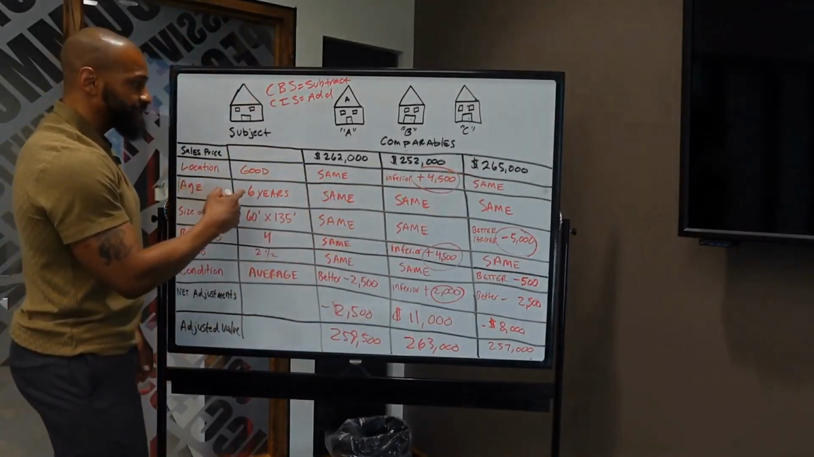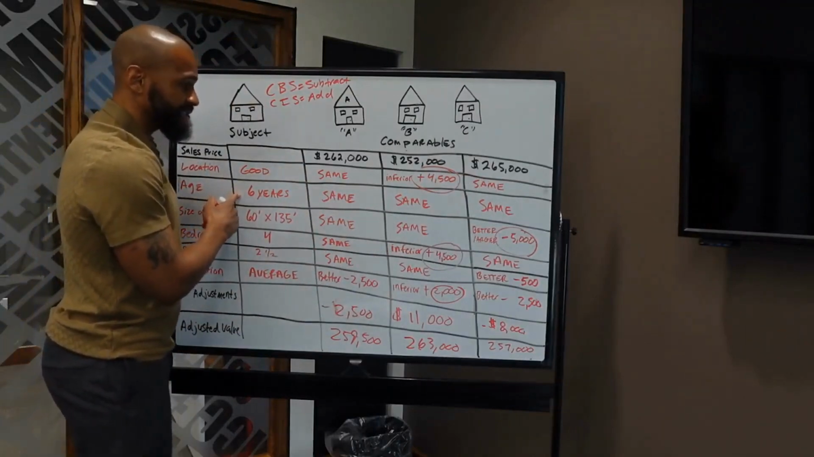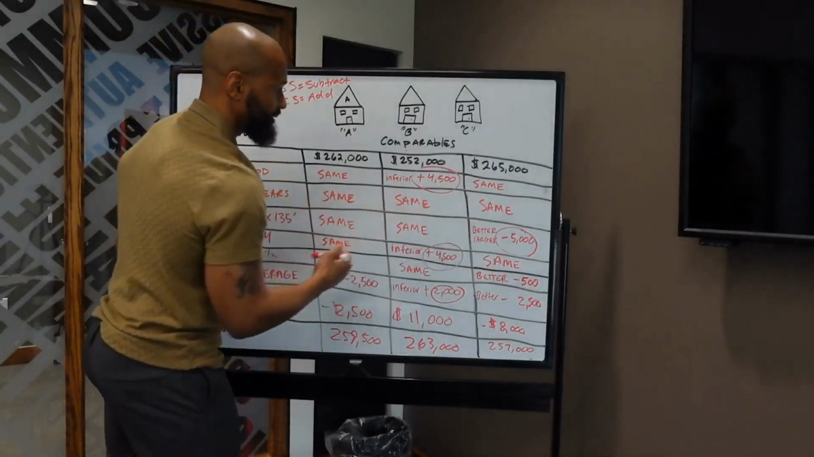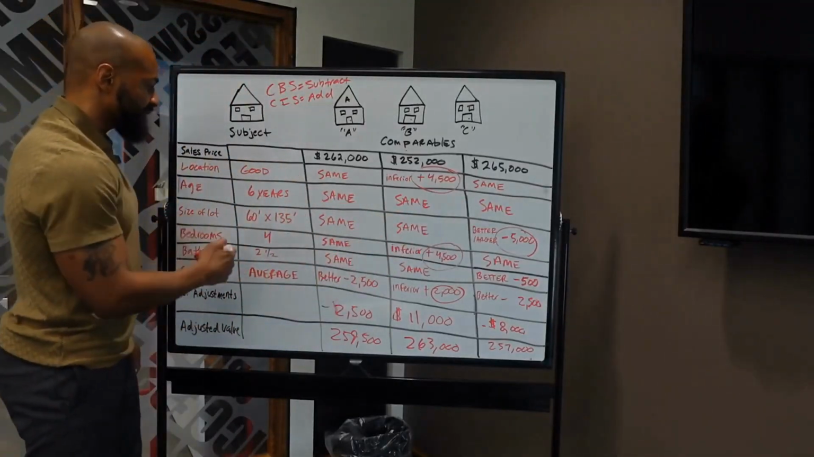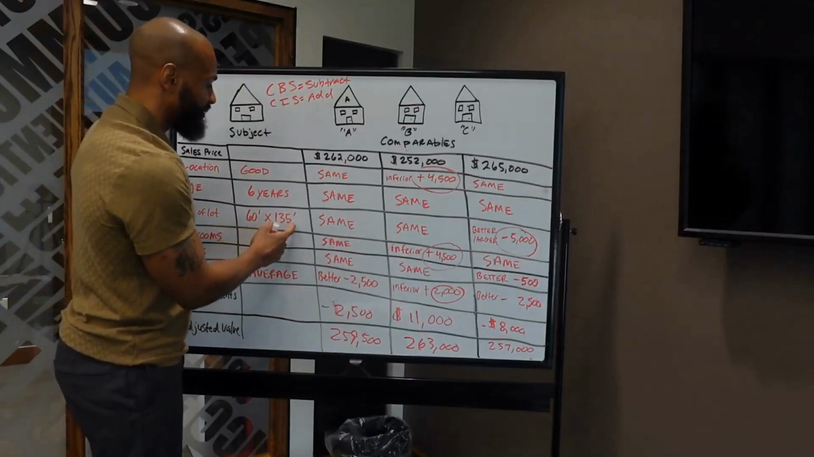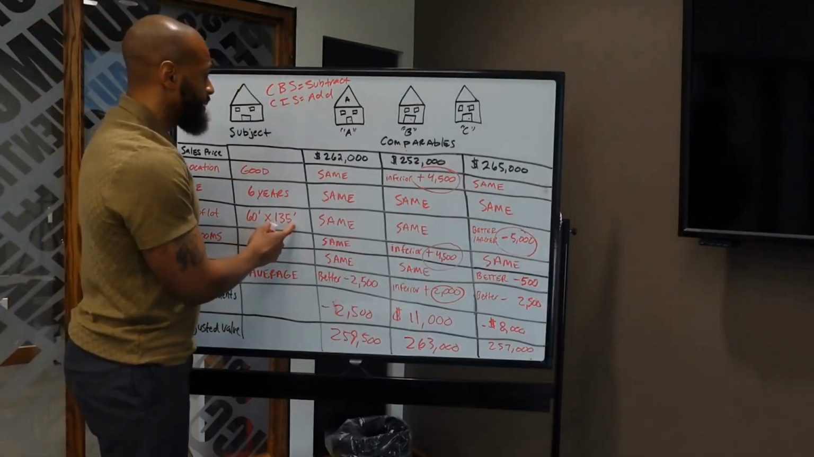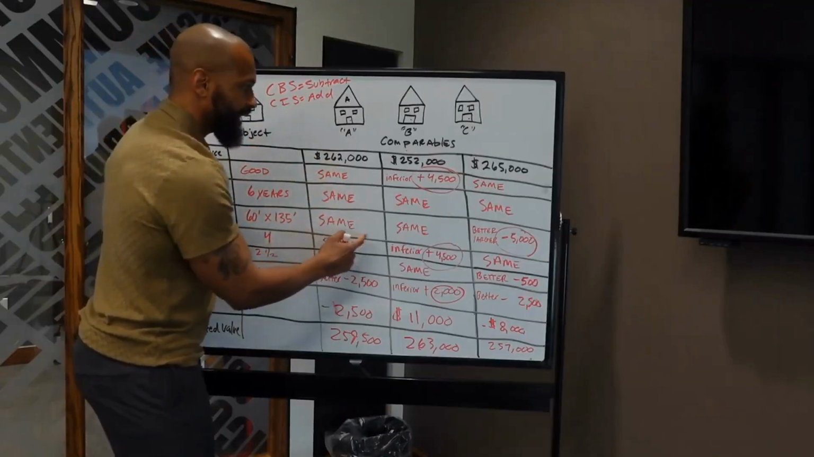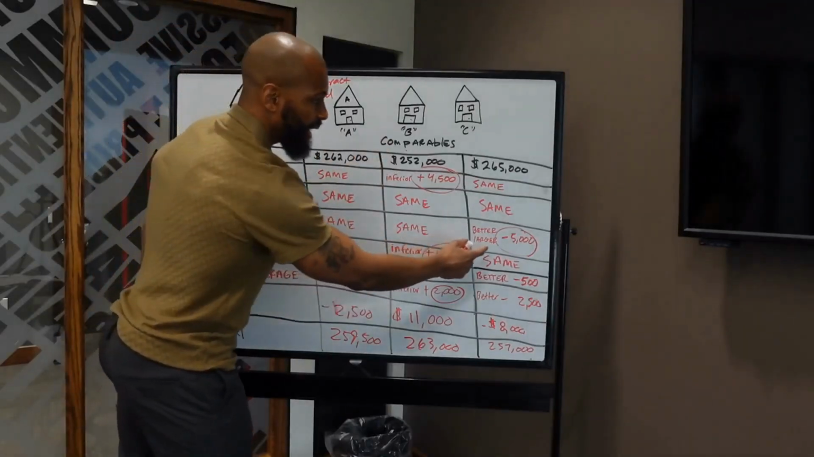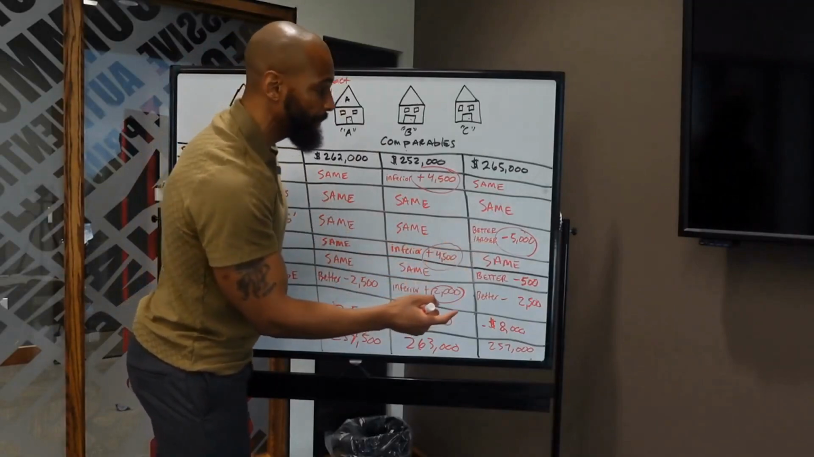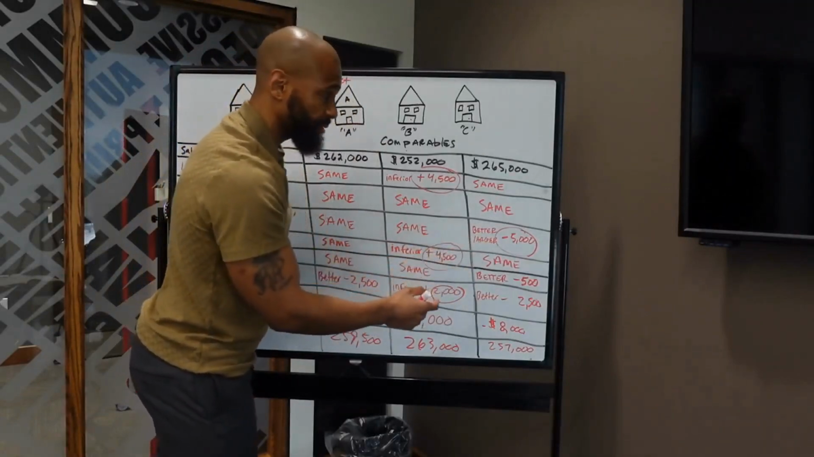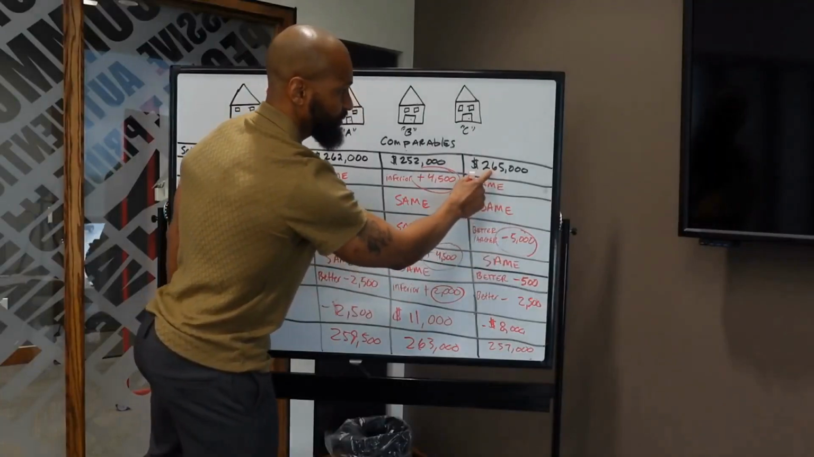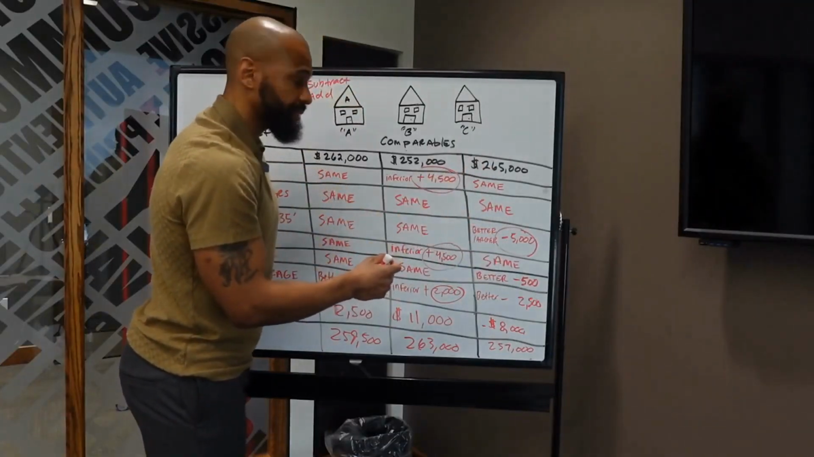We look at the age. Our subject property is 6 years old. Comparable A is the same. Comparable B and C are the same. Size of lot, we have 60 feet by 135 feet with our subject property. A is the same, B is the same. However, C is slightly better. It's larger. Therefore, we're going to subtract $5,000 from this sales price.